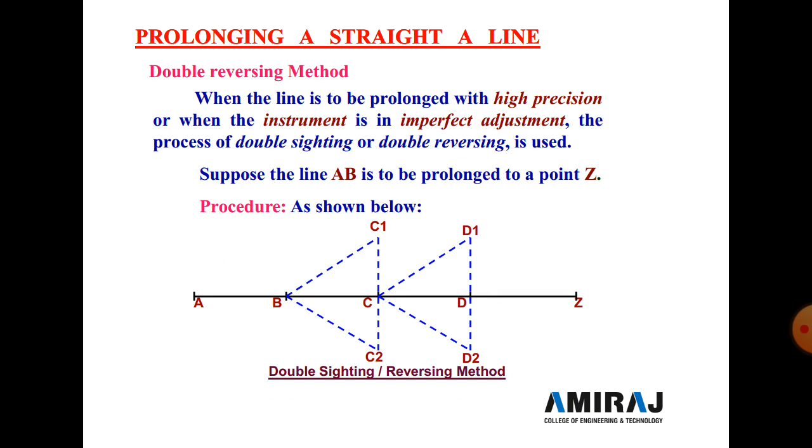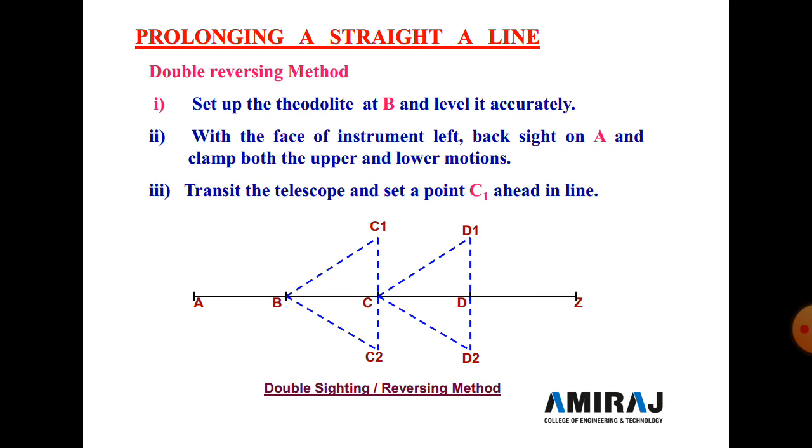Next is the double reversing method. So here when the line of sight is to be prolonged with high precision and when the instrument is in imperfect adjustment, the process of double sighting or double reversing is used. Suppose line AB is to be prolonged or extended up to the Z point. The procedure is to set up the instrument at the B point, and three steps are compulsory: centering, leveling and focusing.